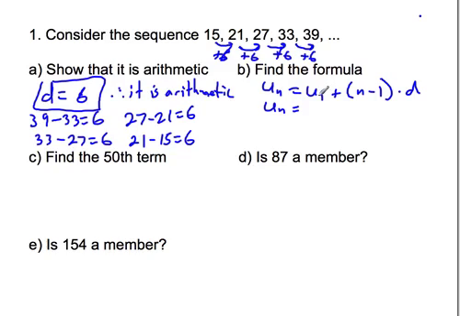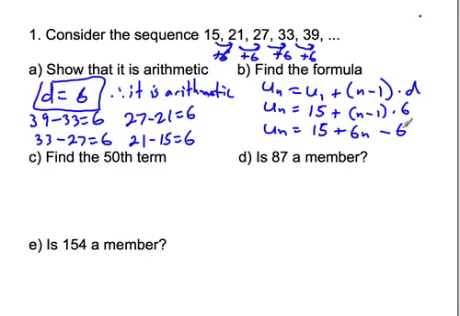Now u sub 1, that's just the first term, which is 15. And n minus 1, so we'll leave that as n minus 1. And the common difference is 6. And you can simplify that a bit. That stays 15. You can do 6 times n minus 1. You get plus 6n minus 6.